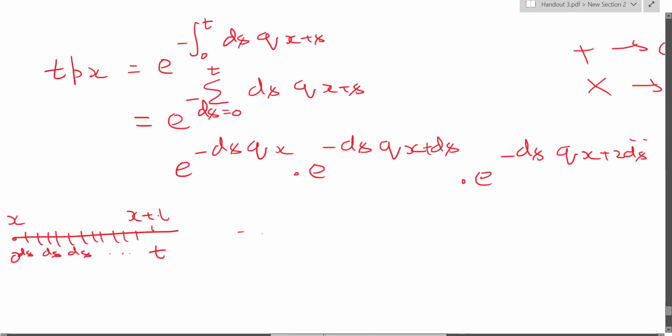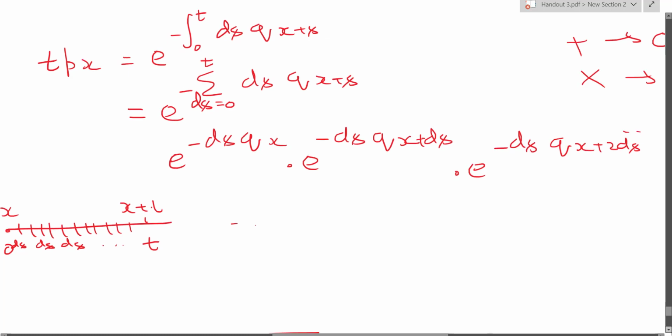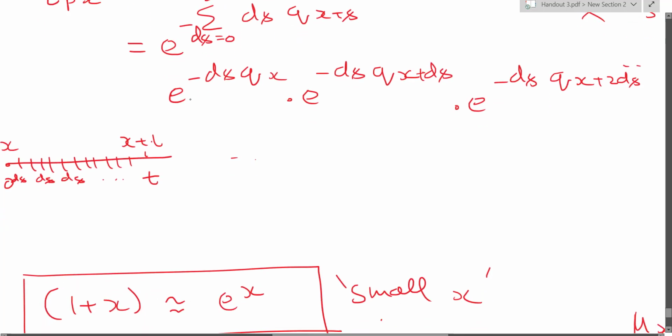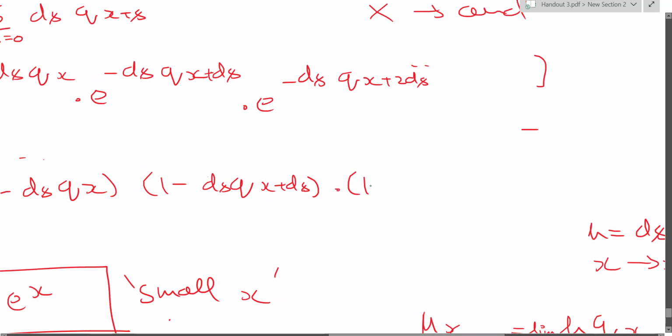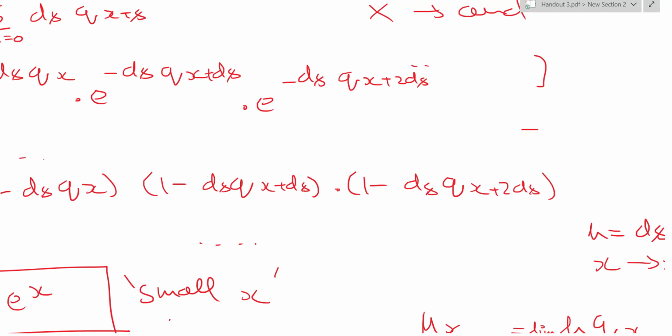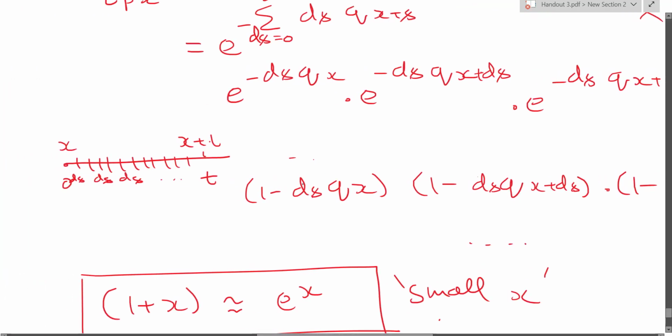So what you're saying is, essentially, if I now apply this rule, this becomes 1 minus ds q x, times 1 minus ds q x plus ds, then it becomes 1 minus ds q x plus 2ds, and so on and so forth. Now, what am I saying? This is very intuitive now.